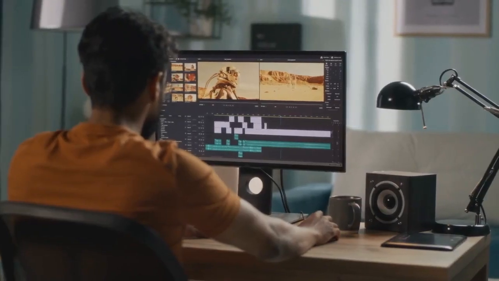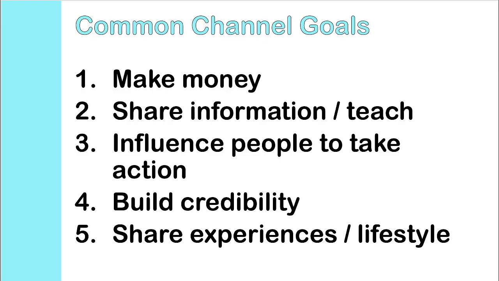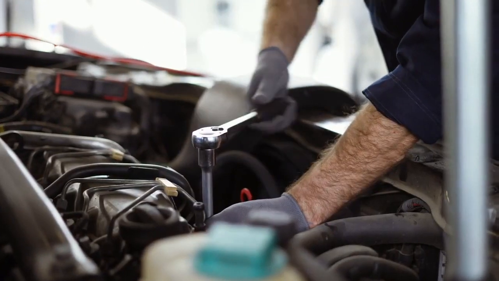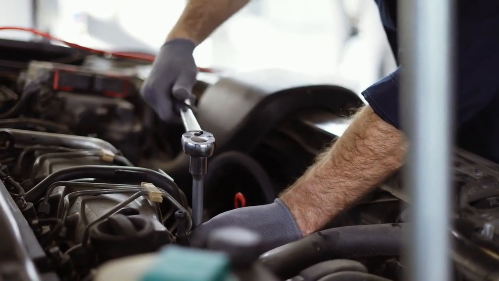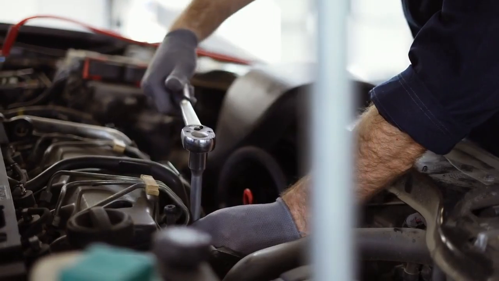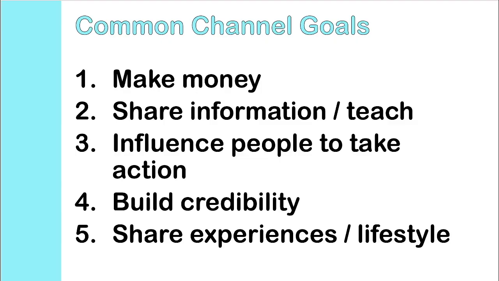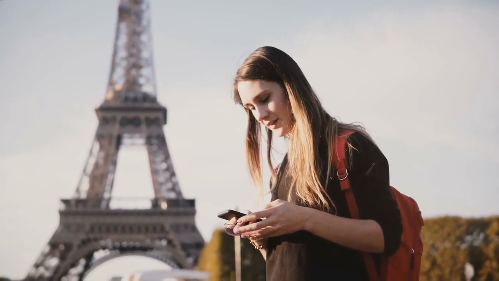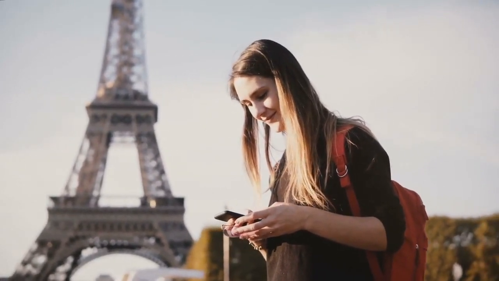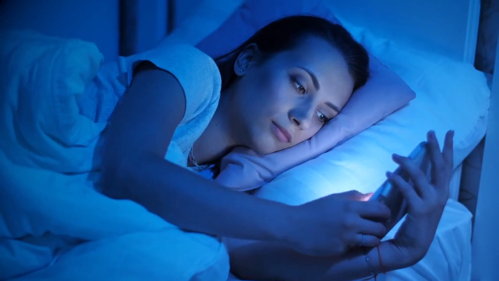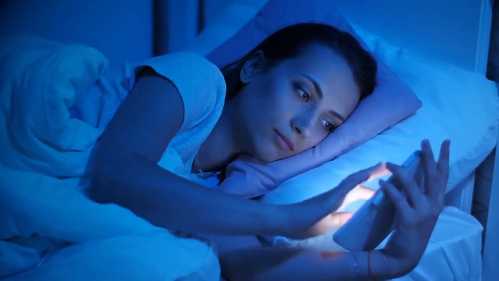Let's start by looking at the common channel goals. These are the most common ones. The first one is to make money. The second one is when you're sharing information, and this could be something like you're sharing information on how to fix a car or how to install an air conditioner. You're teaching a subject like teaching children to read. The third one is you're trying to influence people to take some type of action. This could be you're trying to influence them to go on a road trip and visit a particular place, or to change their beliefs or change habits.